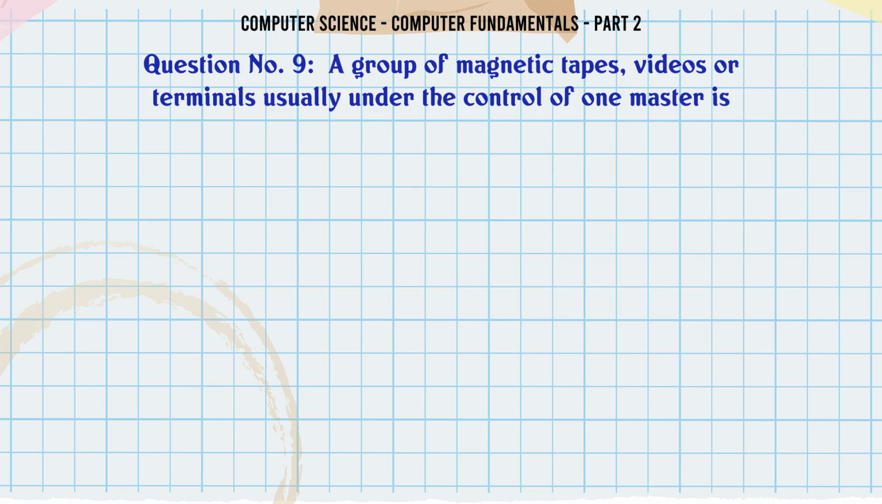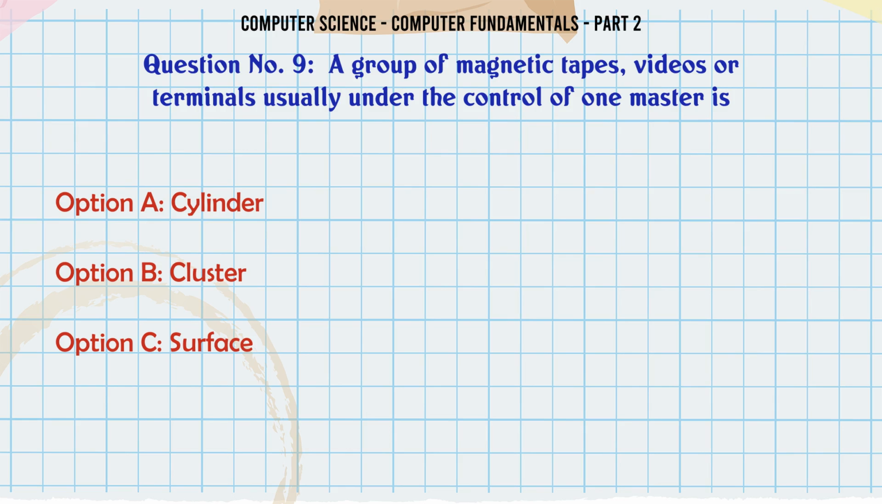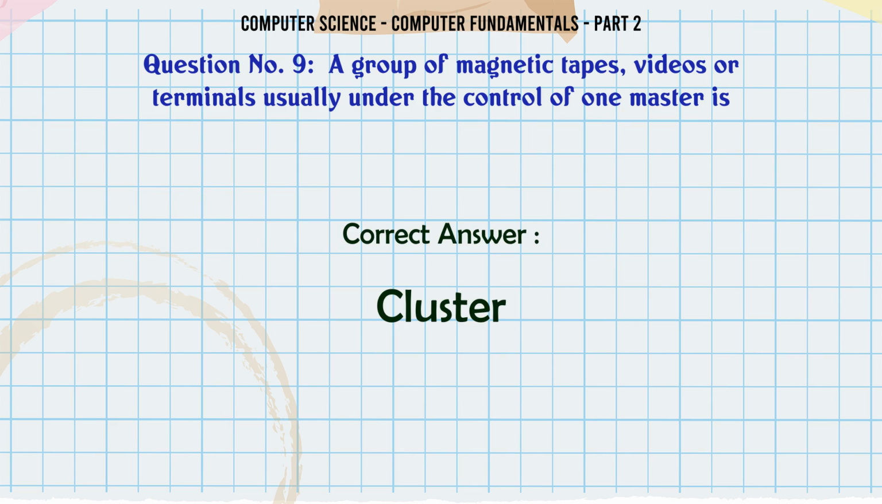A group of magnetic tapes, videos or terminals usually under the control of one master is a: A. Cylinder, B. Cluster, C. Surface, D. Track. The correct answer is cluster.